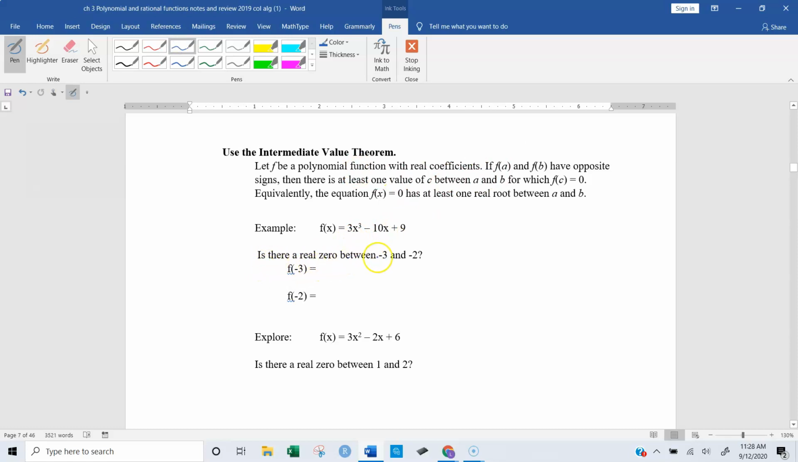So I want to know there's a real 0 between negative 3 and negative 2. All we do is plug in negative 3 into my equation and then negative 2 into my equation. So we go 3 times negative 3 cubed minus 10 times negative 3 plus 9. When you plug that into your calculator, you should have gotten negative 42, I think. Okay, now let's plug in negative 2. So we do 3 times negative 2 cubed minus 10 times negative 2 plus 9. And this time you would have gotten a 5. They have a sign change.